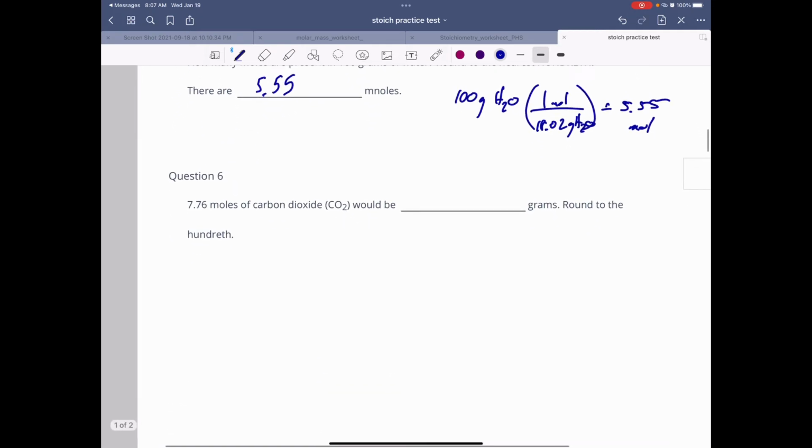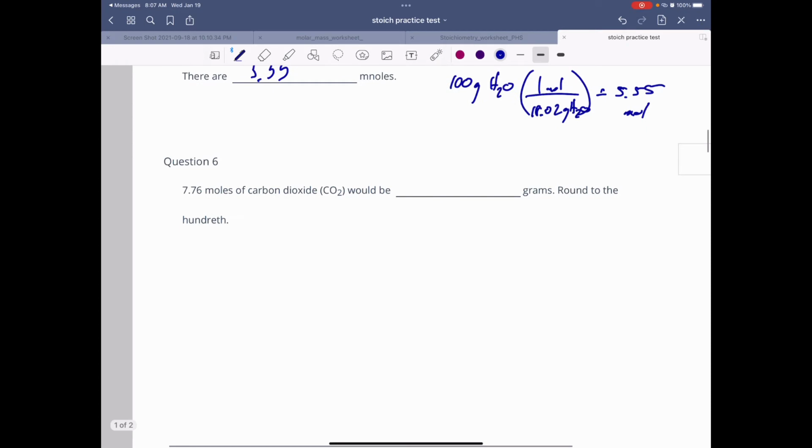Question 6. The 7.76 moles of carbon dioxide would be how many grams? Again, this is yet another one where we need the molar mass of carbon dioxide. So that's going to be 12.01 plus 2 times 16. That's going to be 32 plus 12.01. That is 44.01. So 44.01 grams per mole. That's carbon dioxide. We got 7.76 moles of it.